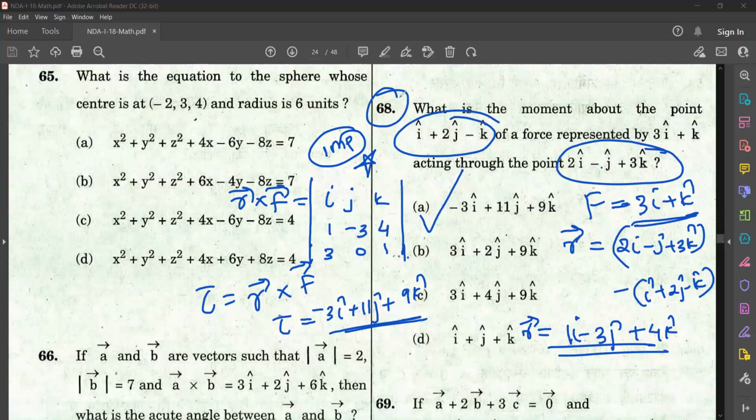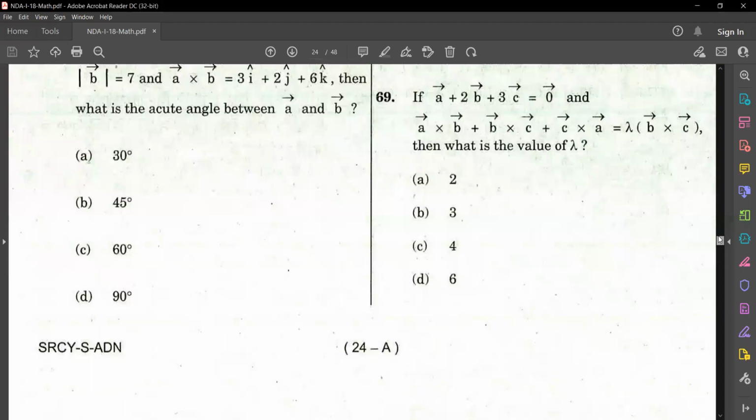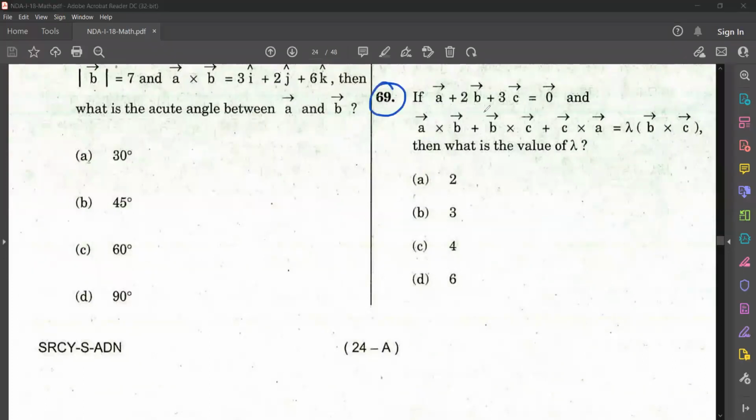Okay, so let's go to the next question. Question number 69. If vector A + 2B + 3C is equal to 0 and A cross B plus B cross C plus C cross A is equal to lambda into B cross C, find the value of lambda. Try, all of you. They have given A + 2B + 3C equal to 0.